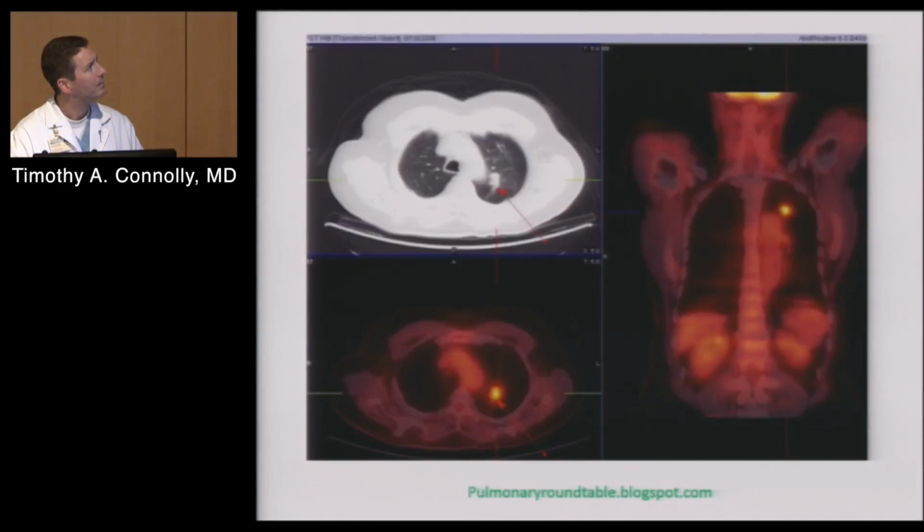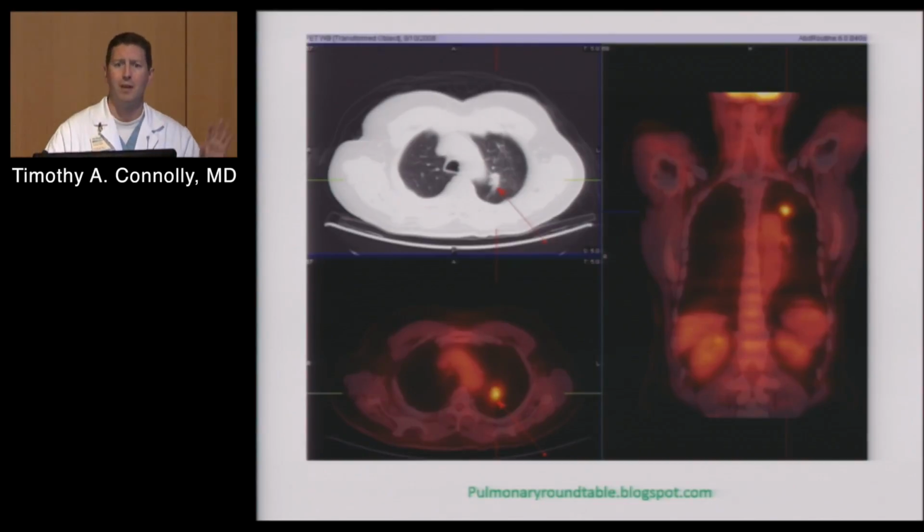Here's a PET scan, simply to emphasize: you've got an abnormal finding on a CT scan, it lights up like a Christmas tree. It's a metabolically active process. Probably malignant, but it could be infectious, could be other things. Tissue is certainly warranted.